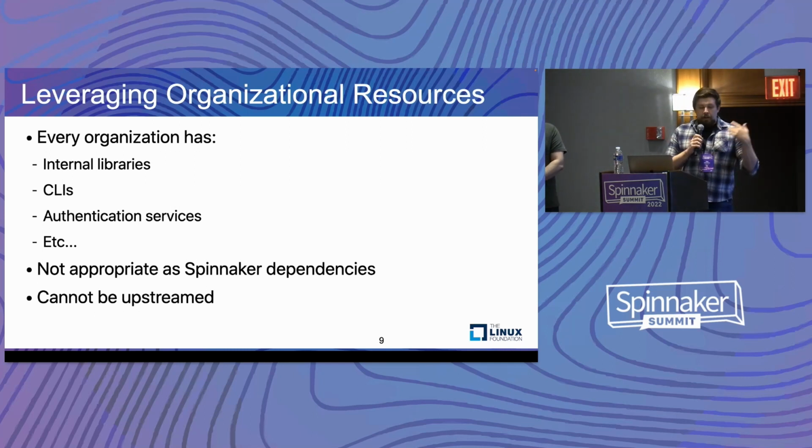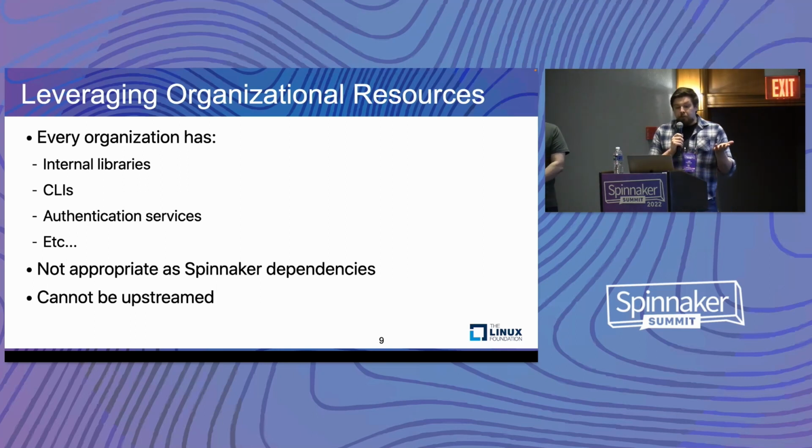The second major item is making use of code your organization already has. Every company writes code for themselves and has libraries or CLIs or whatever it is to talk to internal and external services. If Spinnaker can use those same components that you already have to connect to those services, it'll be a much more useful and powerful tool in your organization.